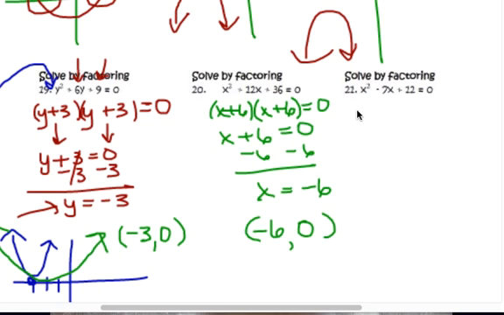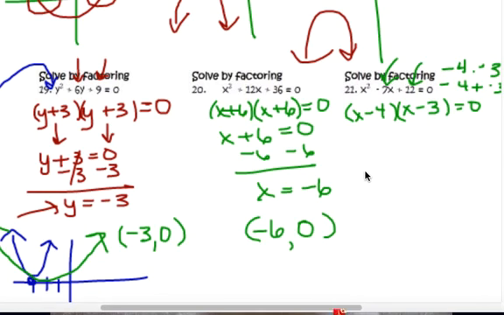Okay. All right, let's look at 21. Let's factor this out. Okay, so we have x and x. Now, two numbers that multiply to 12 but add up to negative 7. How about negative 4 times negative 3 is a positive 12, and negative 4 plus negative 3 is a negative 7? Good. So minus 4, minus 3.